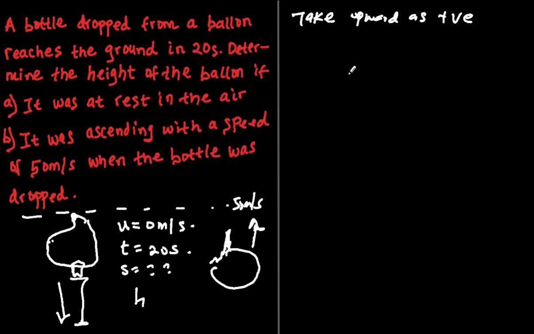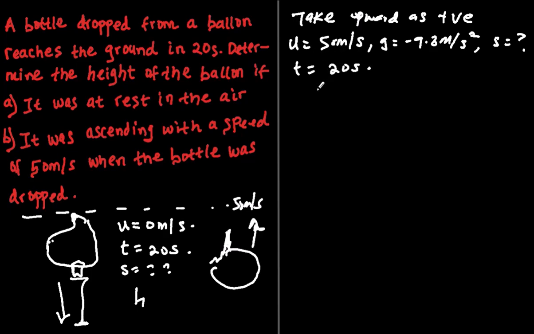So that means the velocity is no longer 0 now, because the object has an upward initial velocity. So our u is going to equal positive 50 meters per second. All right, and then our g will be negative 9.8 meters per second squared. We are looking for the height, that is s, and the time taken t is 20 seconds. So plug in. We do s equals ut plus half gt squared.